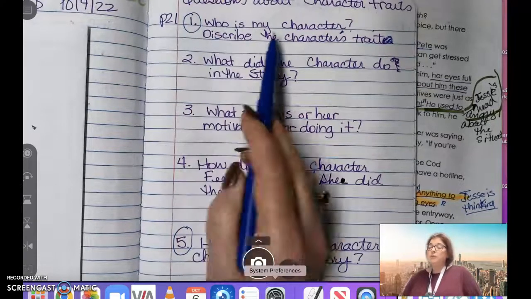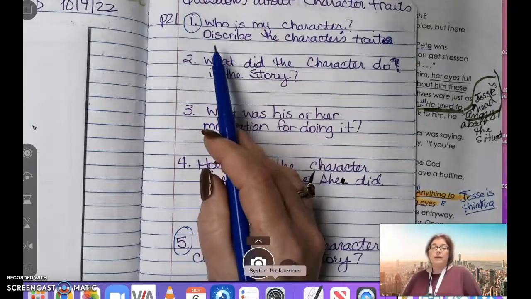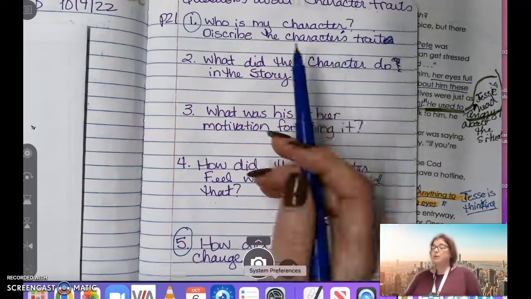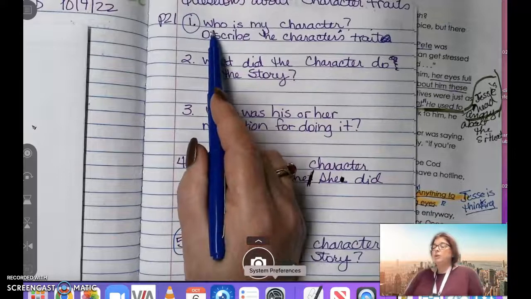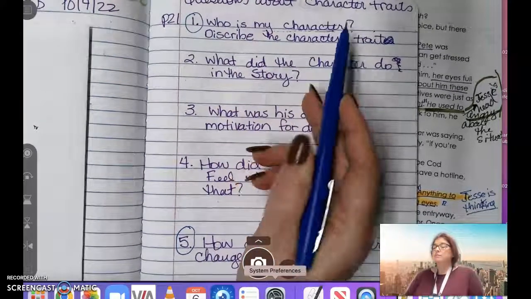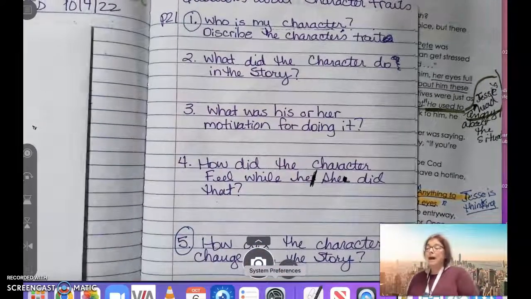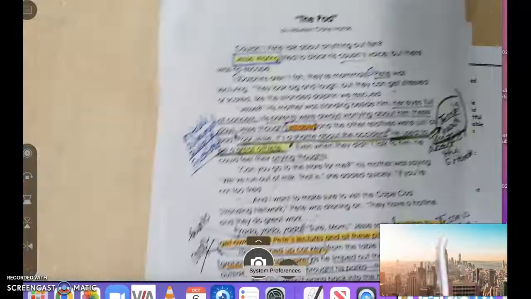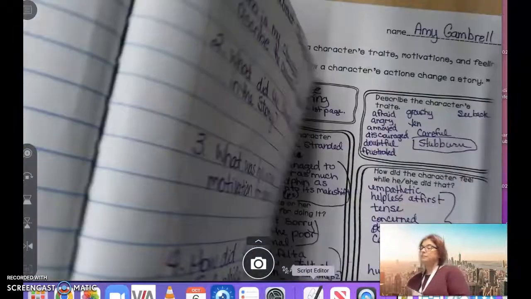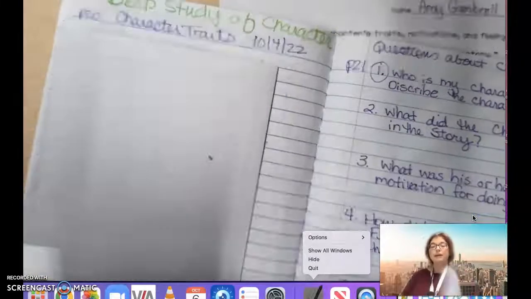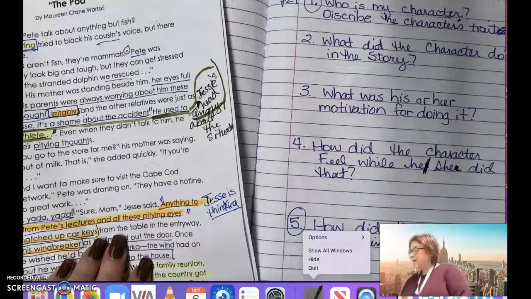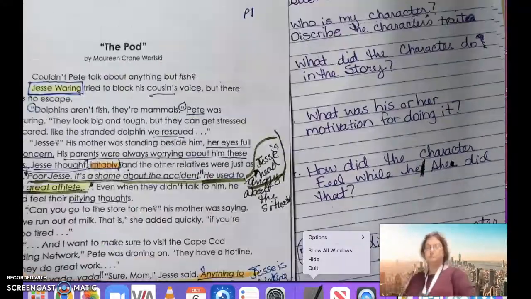So, who is my character? Okay, who is your character? Describe the character traits. So, you're going to think about who the character is in your story. My character, since I'm analyzing the pod, who is my character?